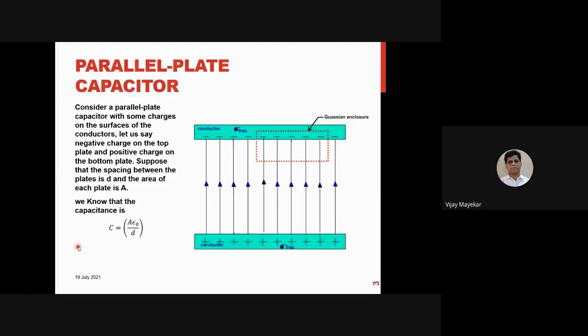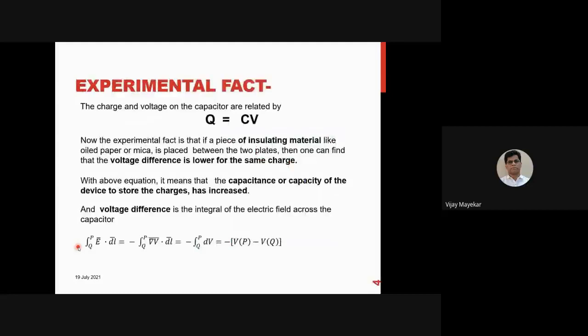So let us go and see the effect of the dielectric. Here we have a simple expression between the charge and the voltage: charge is equal to C multiplied by voltage, basically the product of the capacitance and the voltage. Now, this is the experimental fact we are checking: as soon as a piece of insulating material like oil, paper or mica, which nowadays we make use of, is placed between the two plates, one can find that the voltage difference is lower for the same charge.